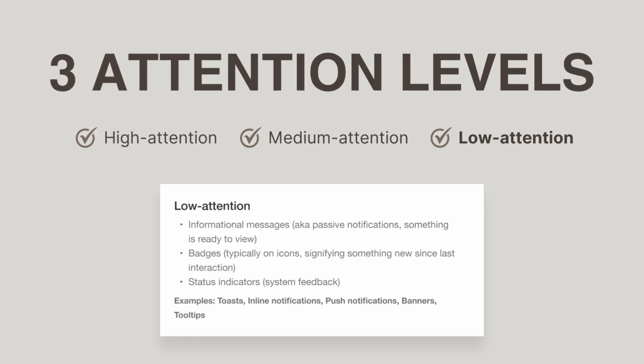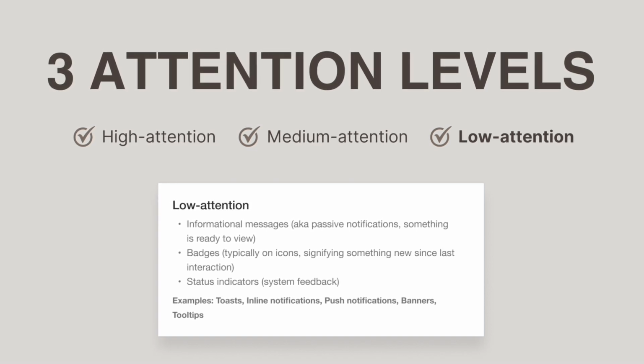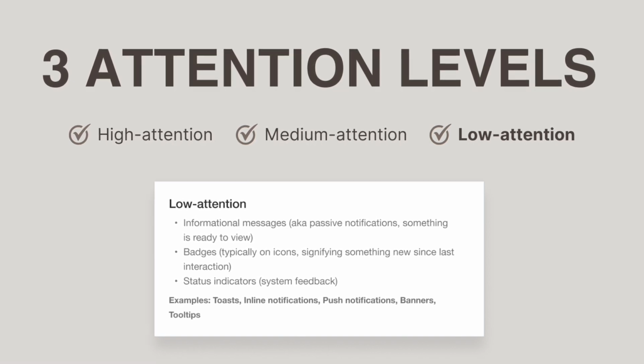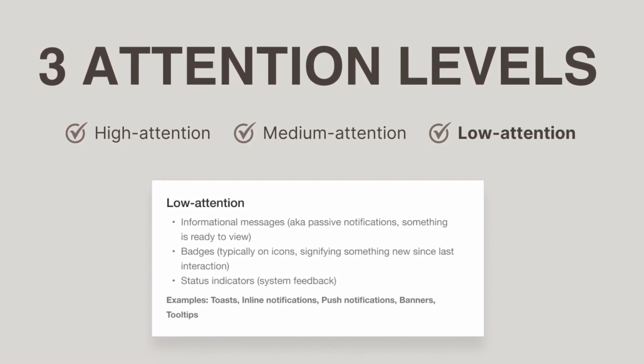The last attention level for notifications is the low attention notifications. So we've done the high, we've done medium. Now we're going to low attention notifications. For low attention notifications, you don't require user action. You don't require them to do something. You're just informing them of the status of something. They are not required to take action. It's just passive notification. They are passive notifications.